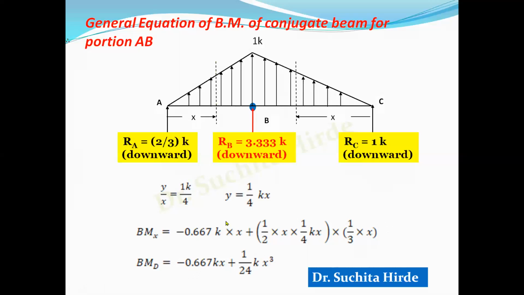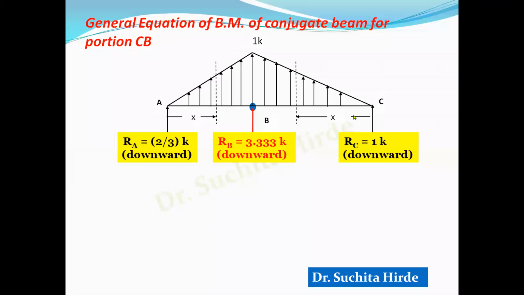Similarly, we will write the general equation of bending moment for portion CB. To write the equation in portion CB, we will measure x from C. This is our origin and we are measuring distance from C. So we will calculate first what is the relation between y and x. So y by x is equal to 1K upon 6. This distance is 6 and therefore this is 6. So y is equal to kx upon 6. Now we will calculate the equation at this section.